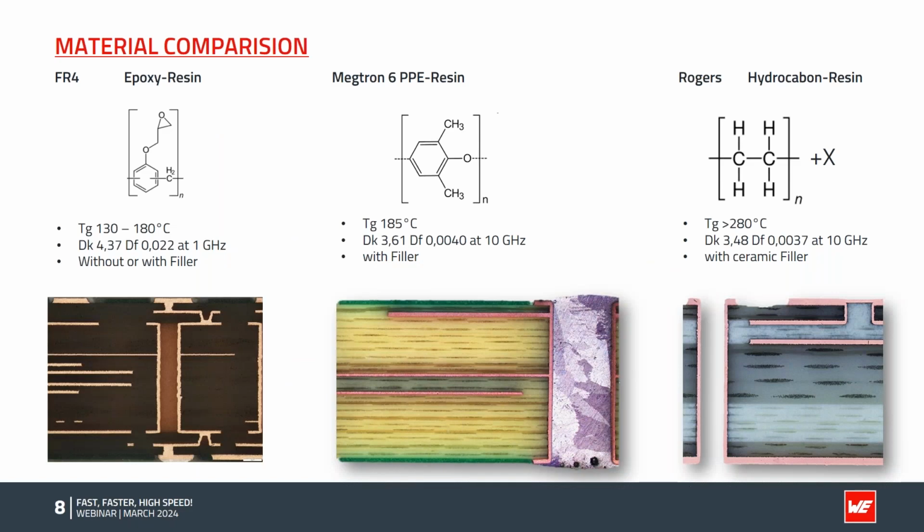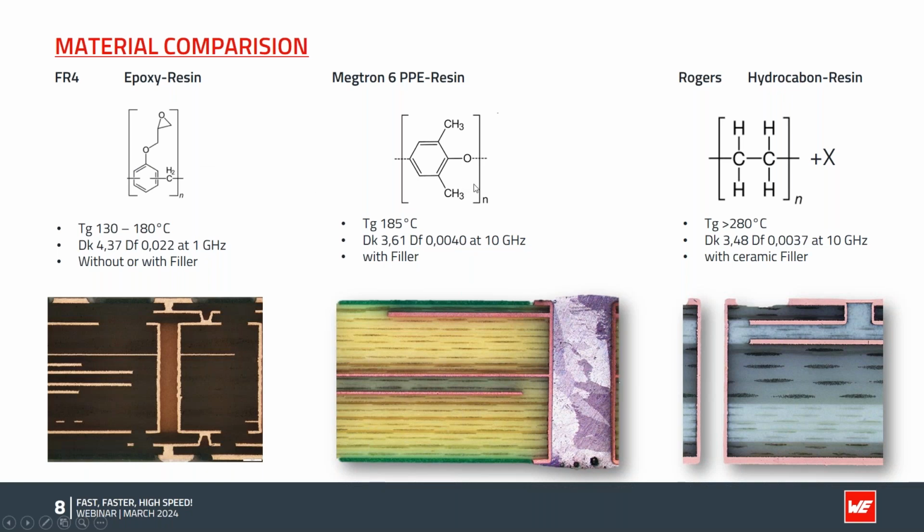From our perspective, we can have an influence on the material parameters. I think everybody knows the good old FR4 material, which we have been using for several decades, typical epoxy resin systems in different TG values. Typically the DK and DF is around 4 point something at 1 gigahertz, and we can have filler inside the material or not, depending on the material. Yeah, that's pretty often used.